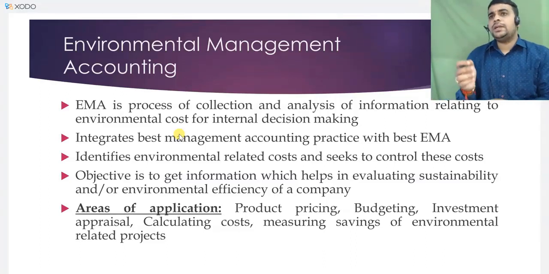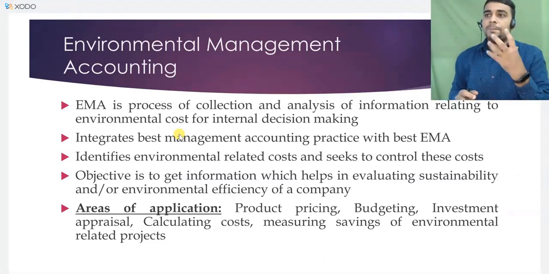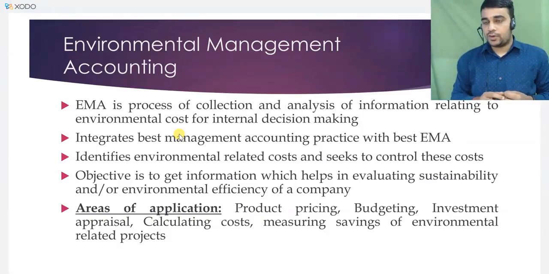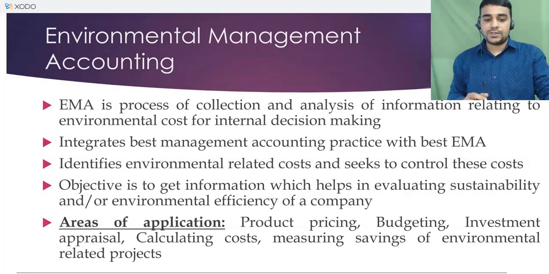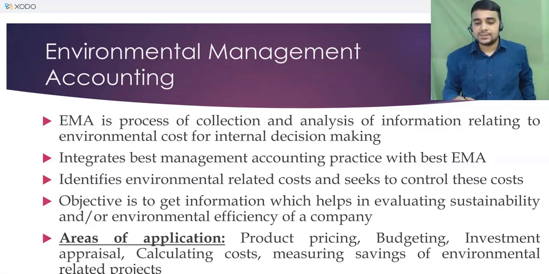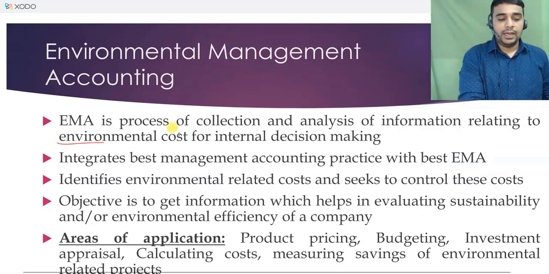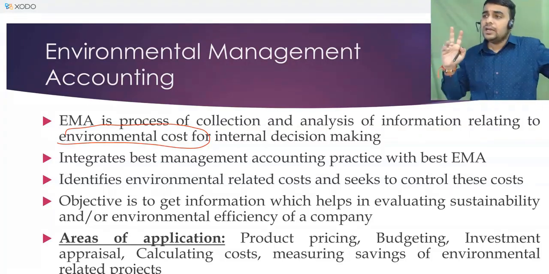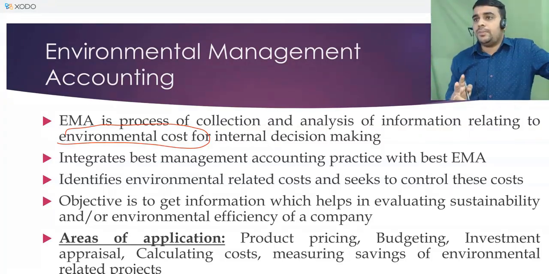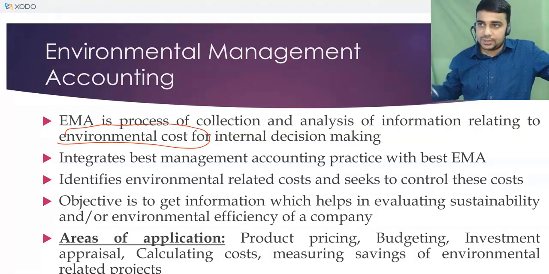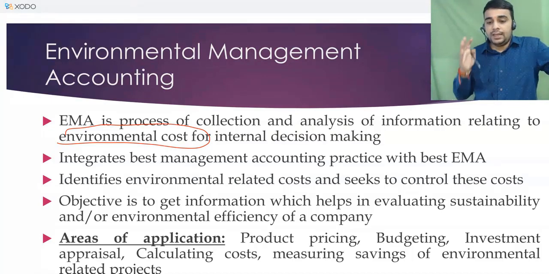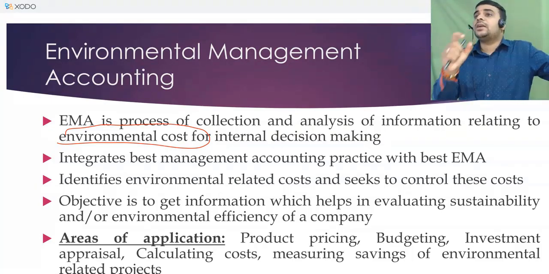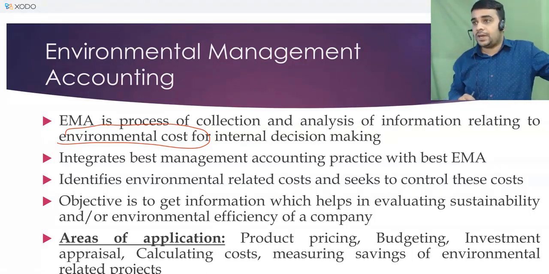So environmental management accounting focuses on the planet side. EMA is the process of collection and analysis of information relating to environmental cost for internal decision making. There are 2 major types of environmental cost. One is called internal cost and second is called external cost. There are other categorizations, but this is one major category. Internal costs are those which are reflected in my financial statements. External costs are those which are not reflected in my financial statements.